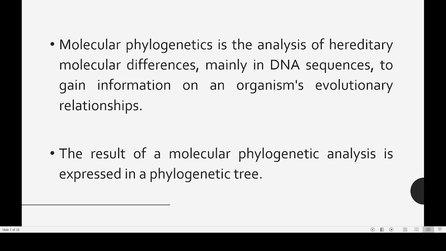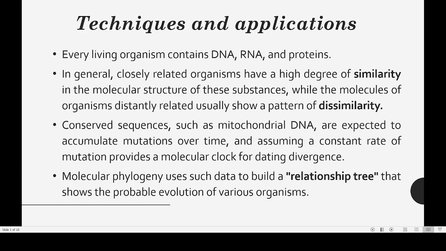And normally molecular phylogeny is expressed in the form of a phylogenetic tree. There is another word for a phylogenetic tree. It is also known by the name evolutionary tree. So either we can use phylogenetic tree or evolutionary tree. Now we will see what this phylogenetic tree or relationship tree or evolutionary tree is, and what are the features of this tree. Basically, every living organism contains DNA, RNA and protein.